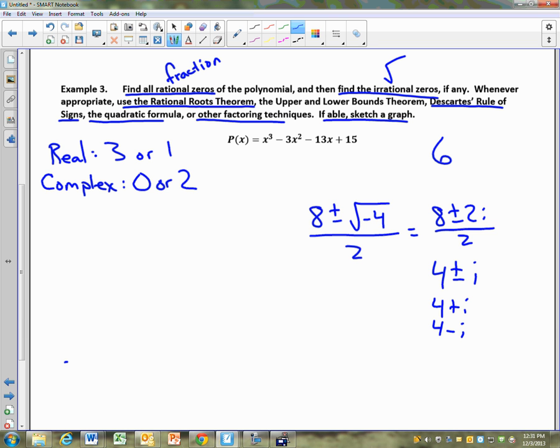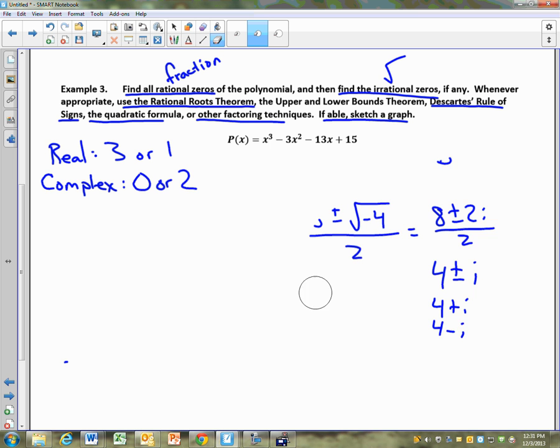Now let's think about that. I'm going to make a statement here. This polynomial has at least 1 real solution. True or false? True. True or false? If it has 1 real solution, it must cross the x-axis at some point. True, that's what it means to be a solution, cross the x-axis.